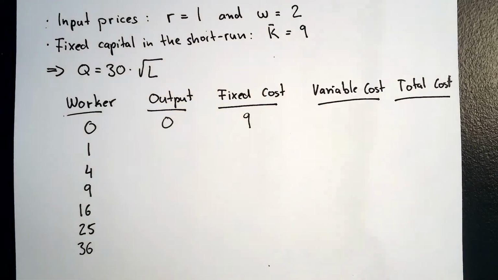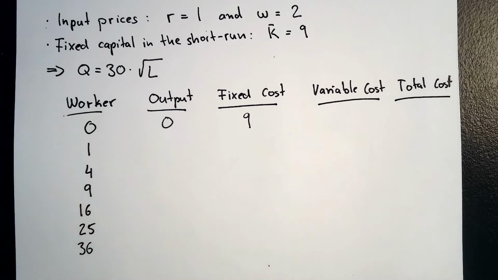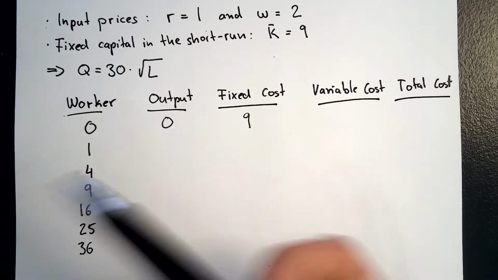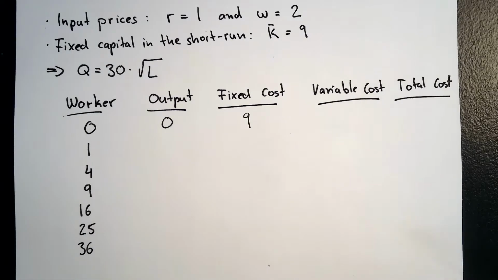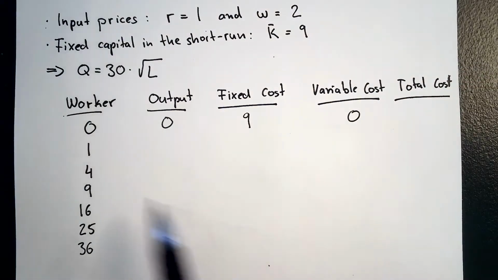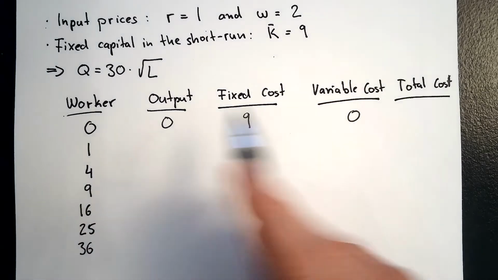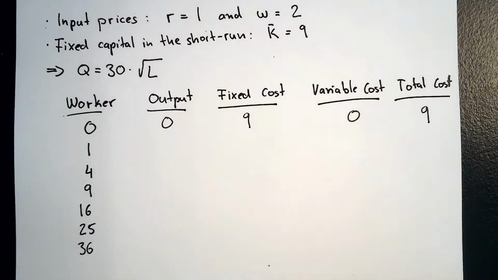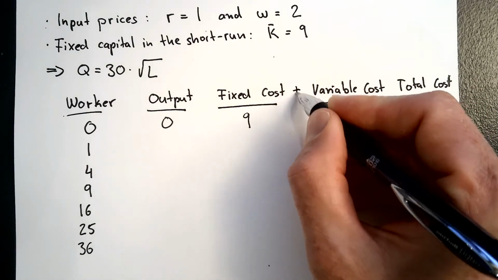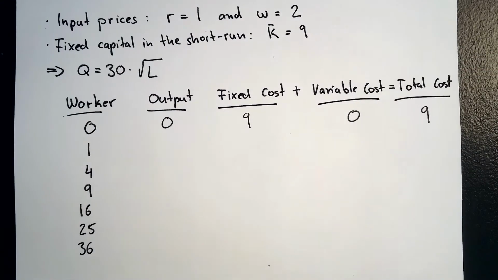Since the variable cost varies with output, and in this case we do not have any output because we are not employing any workers, the variable cost is equal to 0. So the total cost, if we have 0 workers and do not produce any output, is equal to 9. Note that the total cost is simply the fixed cost plus the variable cost.